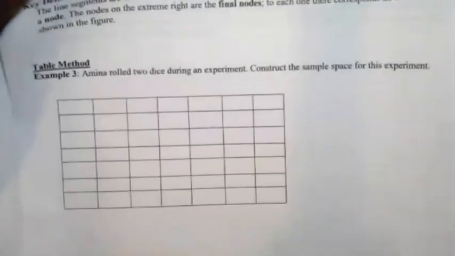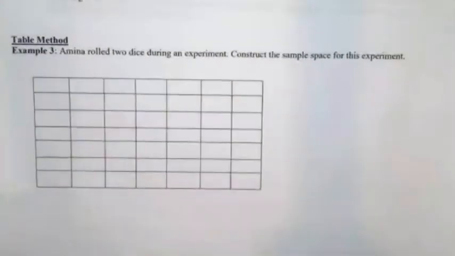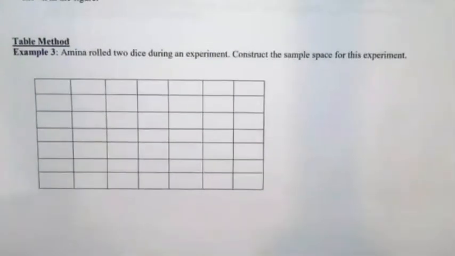Great. So the last example I want to look at is the third question, which says, Amina rolled two dice during an experiment. Construct a sample space for this experiment. The two dice experiment is easy to do with the table method to come up with a sample space. So track how I reason through this problem.